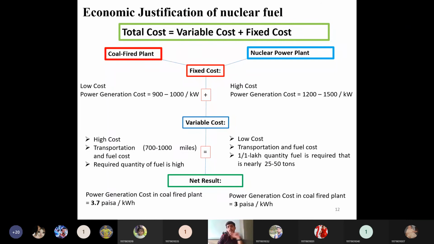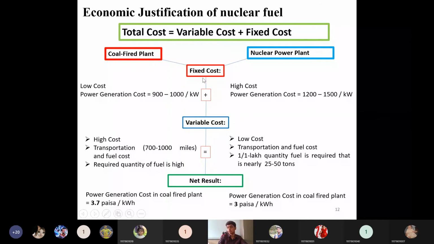The power generation cost will be 900 to 1000 per kilowatt for coal, while in nuclear power plants it will be around 1200 to 1500 per kilowatt. Then the next one is the variable cost, or we can say the operating cost.